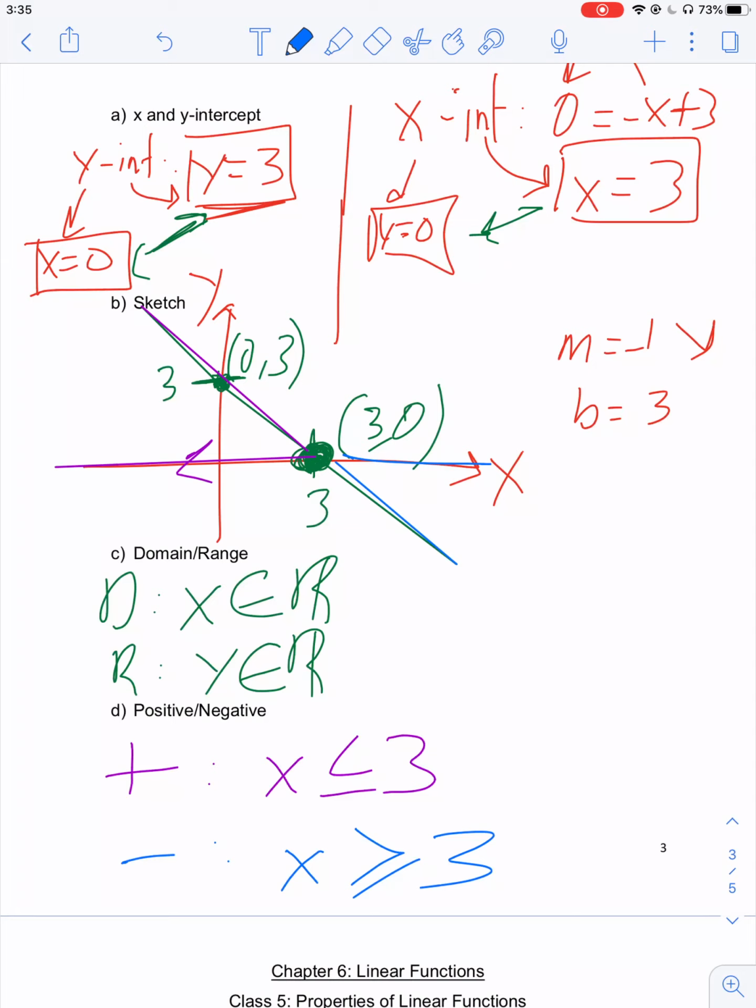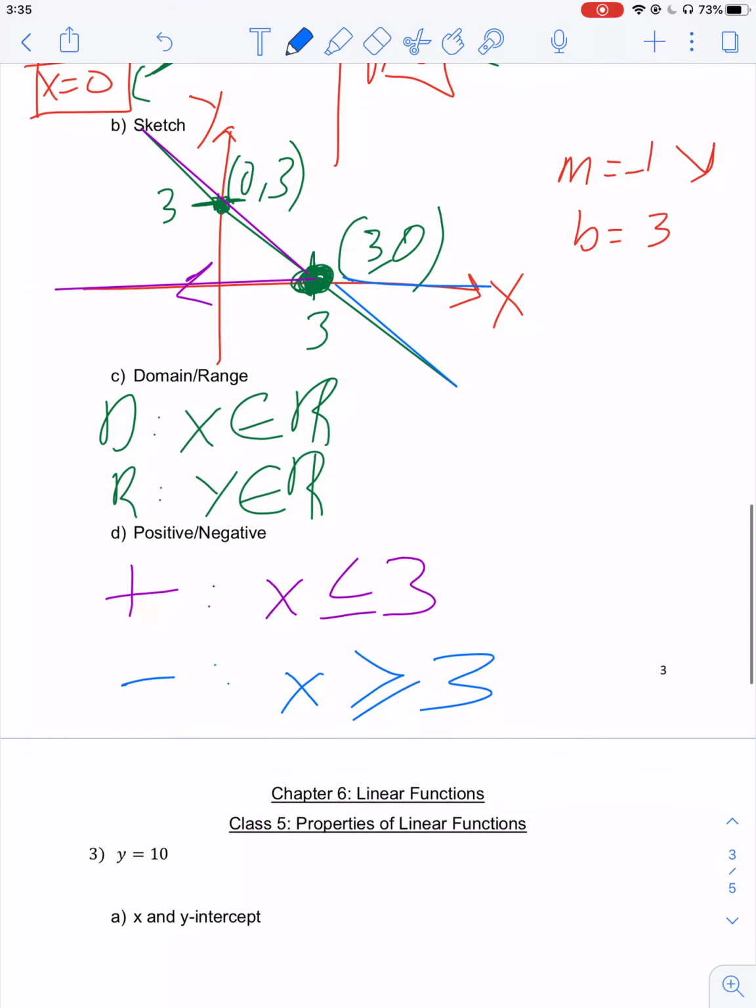Everything is expressed in terms of x. The only thing that's expressed in terms of y is always your range, so just be careful with the range. That's always expressed in terms of your y. Everything else will be in terms of x. So yeah, that is it.